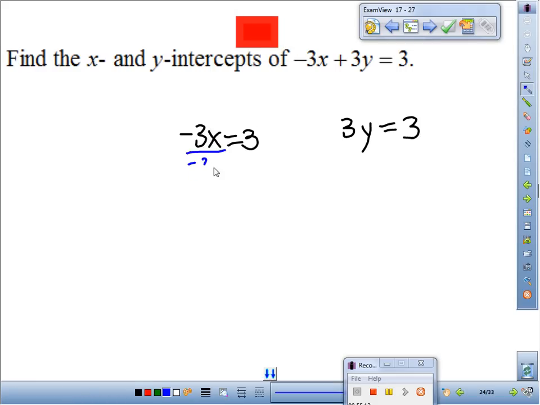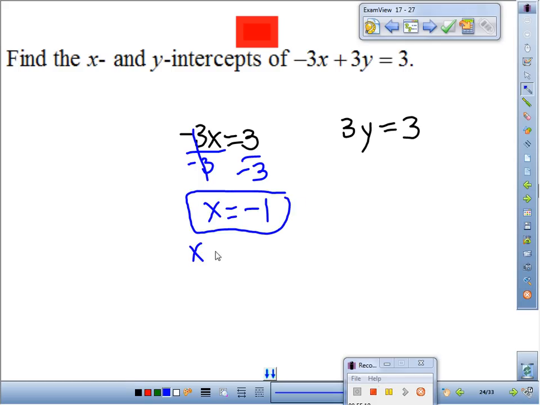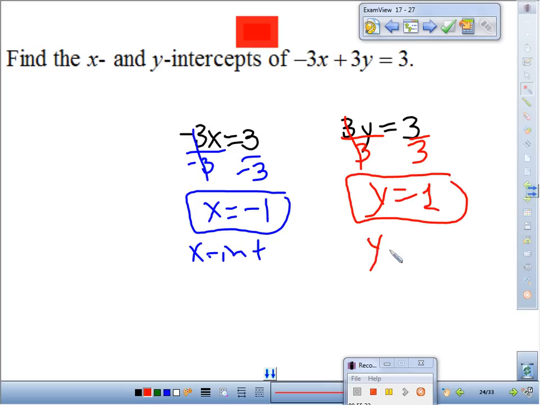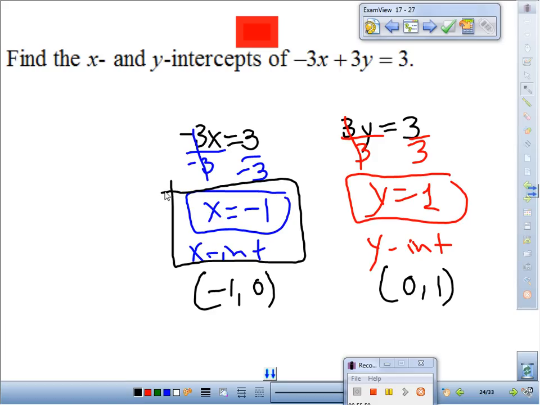So then, to find my x and y intercepts, all I need to do is solve. I'm going to solve this one, divide by negative 3, divide by negative 3. X equals negative 1. That's my x intercept. This one, divide by 3, divide by 3. Y equals 1, and that's my y-intercept. If you wanted to write those in coordinates, this is negative 1, 0, and this is 0, 1. So your answer for this will be here and here, and if you want to add this, it's up to you.